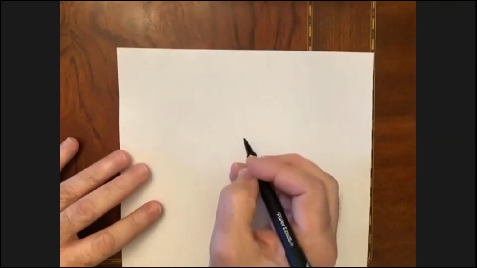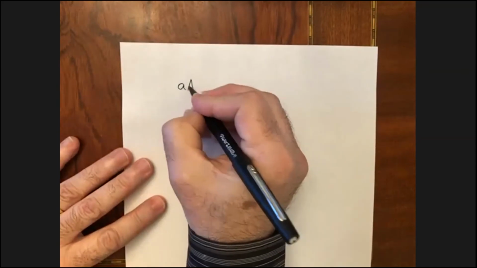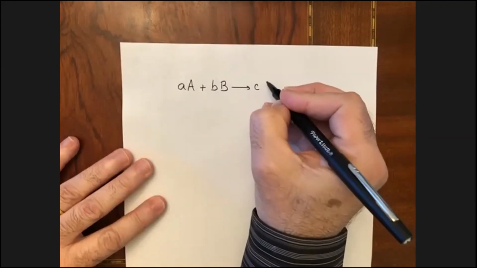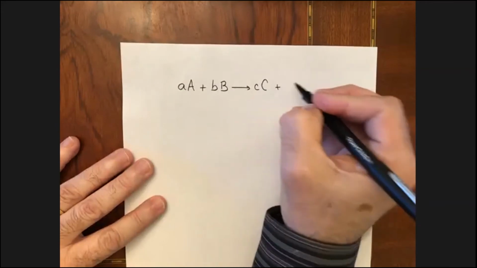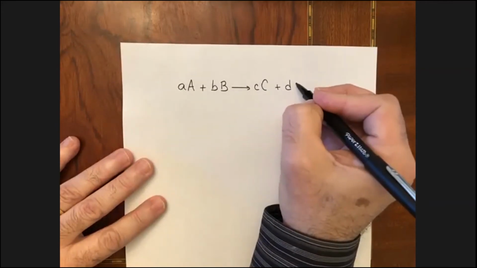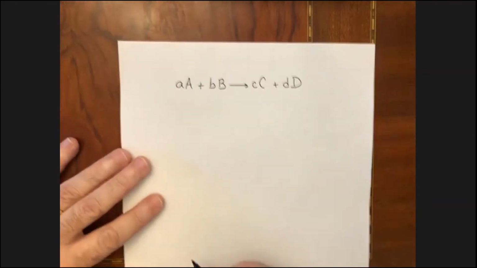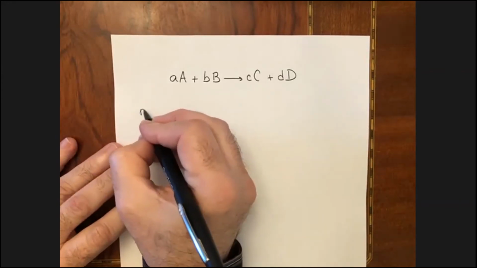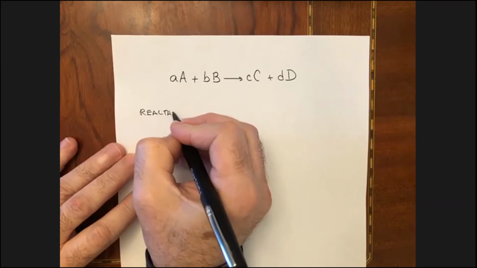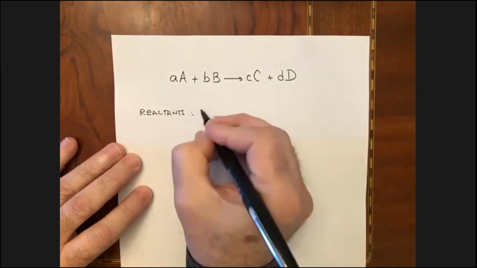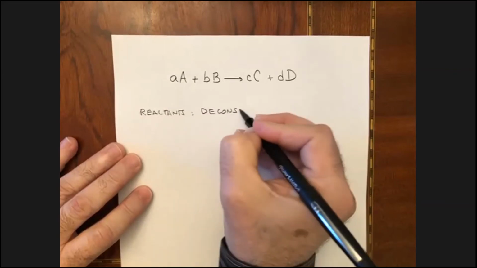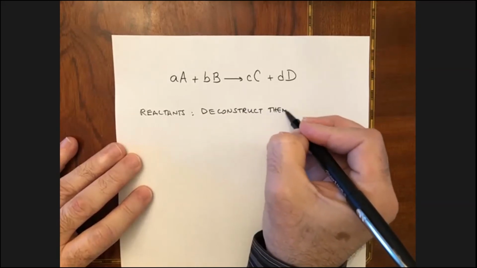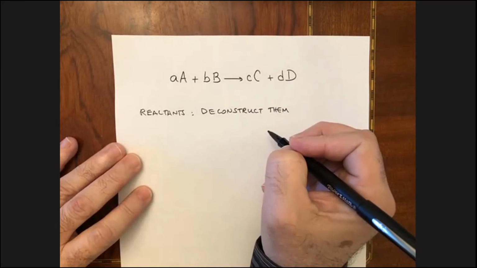Let's say that I have a chemical equation, and I'm calling it small a times capital A plus small b times capital B, converting into small c units of C and small d units of D. All right. So let's take first of all the reactants. I am going to deconstruct them. In other words, I am going to reverse the process so that instead of forming them, I am actually kind of like breaking them apart into their component elements.